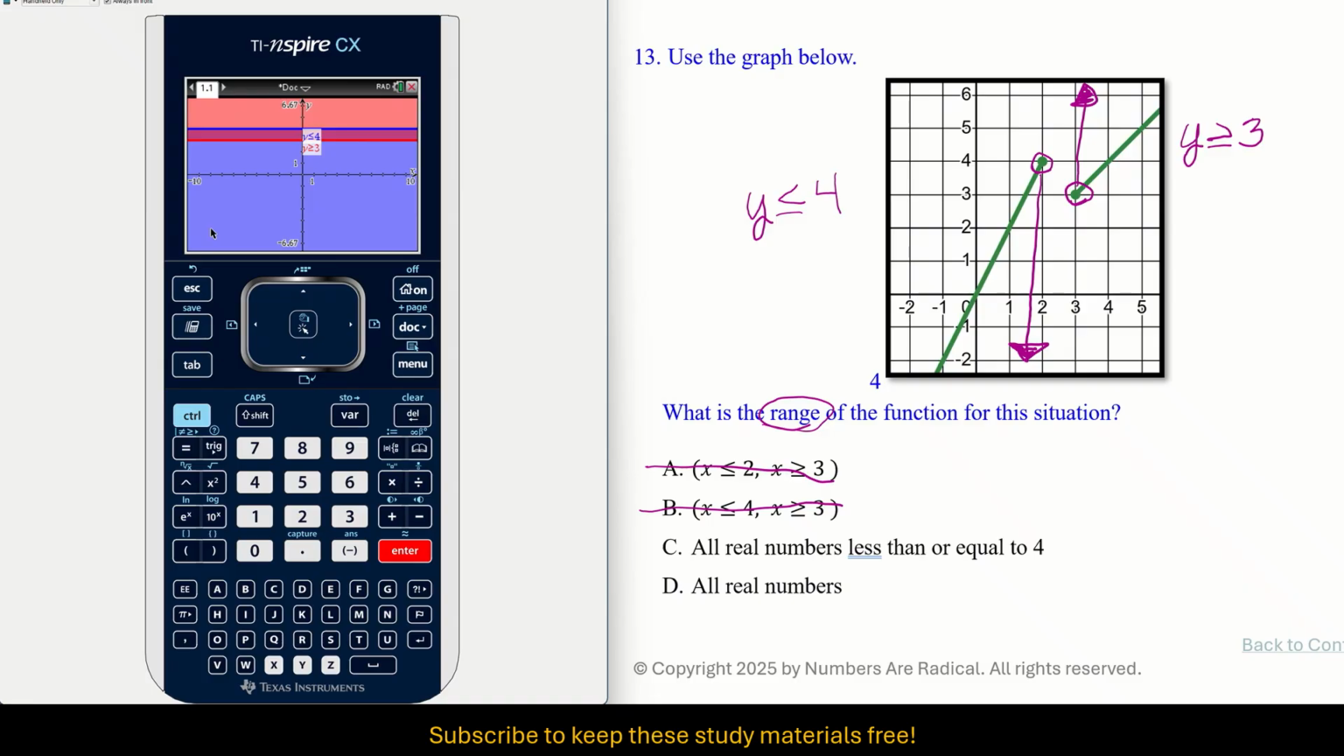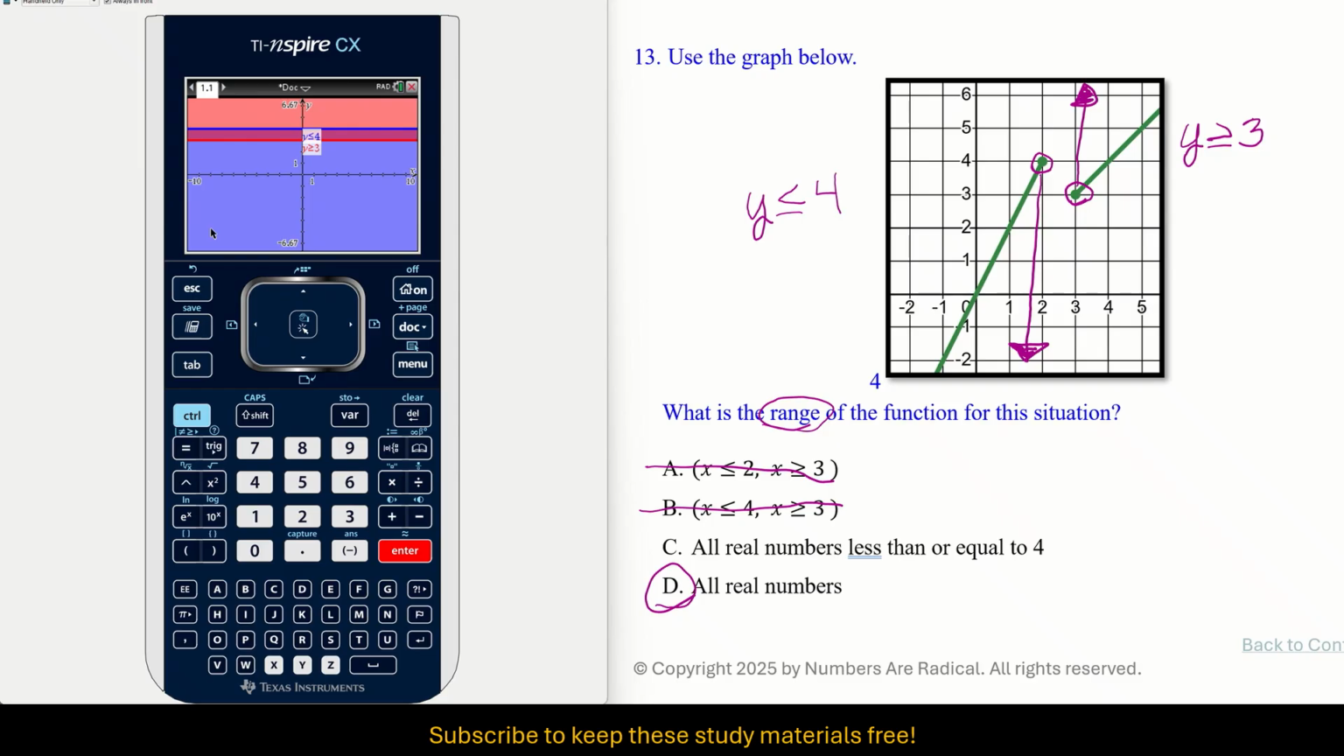You have to know what you're looking at. We're looking at everything above 3 shaded, everything below 4, and an overlap, verifying that our answer is option D, all real numbers. Because you see that C says, well, we start at 4 and go down and nothing above. That would only be the first line, and that's not valid. So we have proven that it is option D.